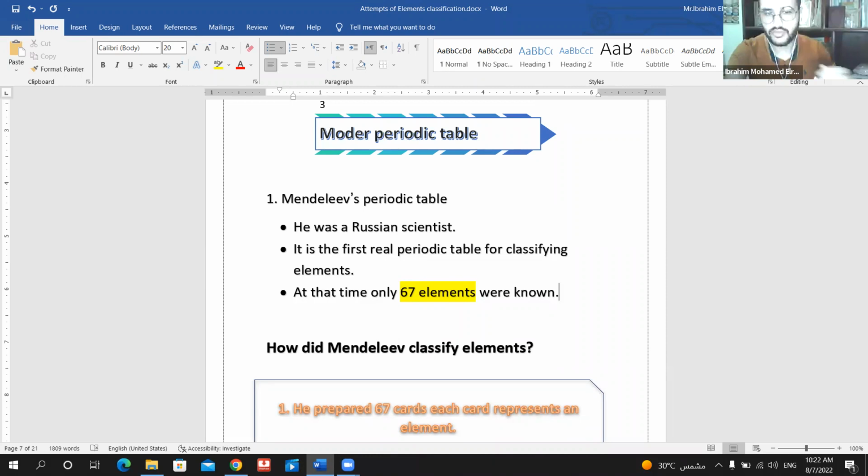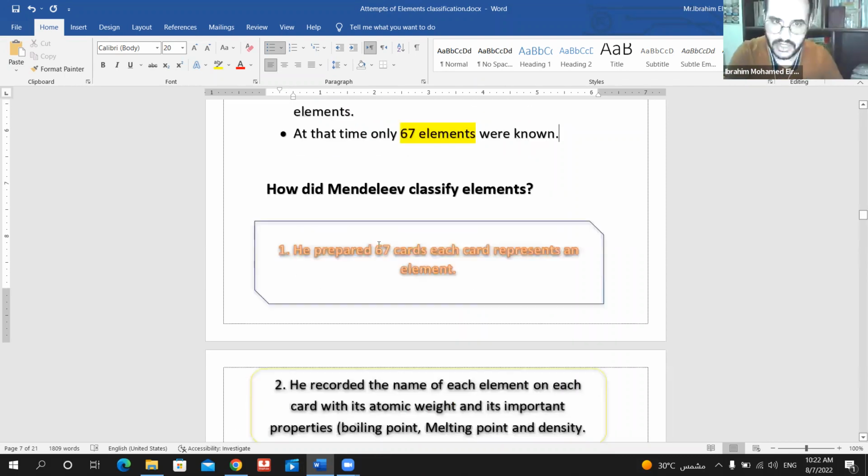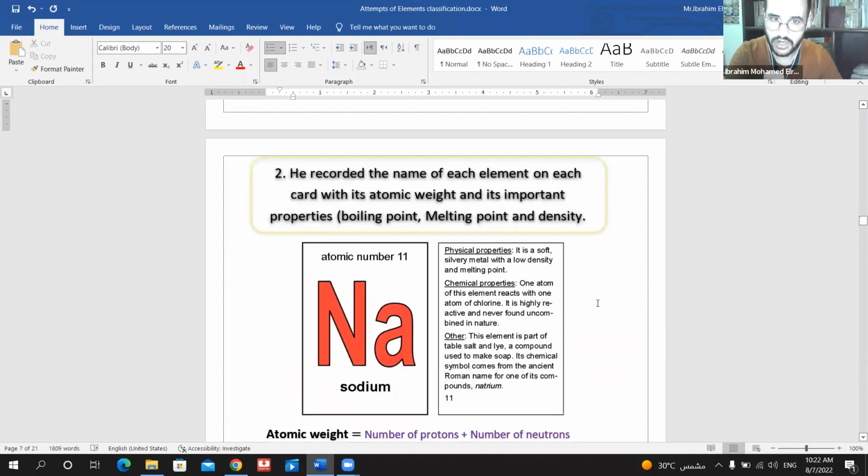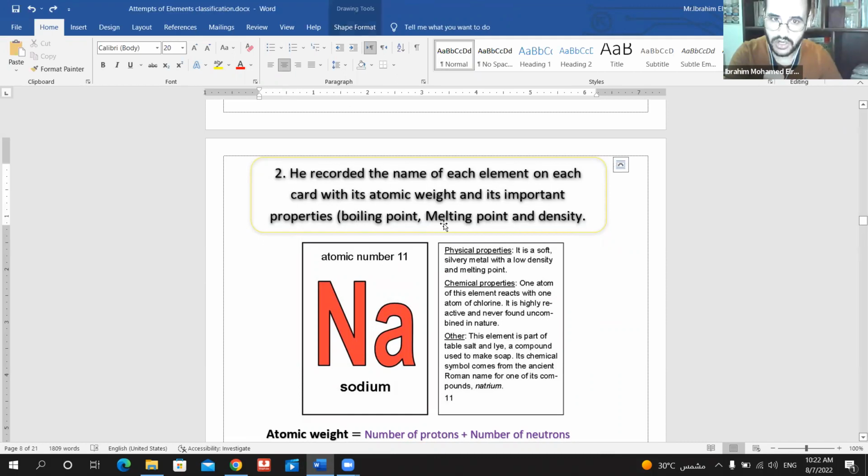Okay, how did Mendeleev classify the elements in his table? At first, he prepared 67 cards, each card for an element. So we have 67 cards for 67 elements. Then he wrote on each card the name of the element and the atomic weight and some important properties like the boiling point, the melting point and the density. He wrote the symbol of the element too.